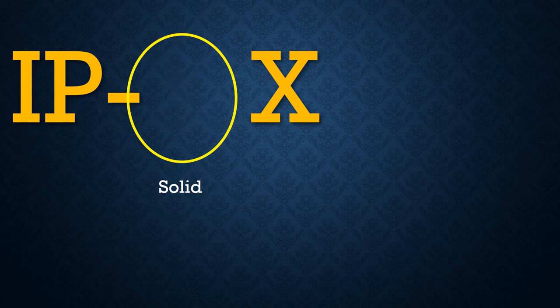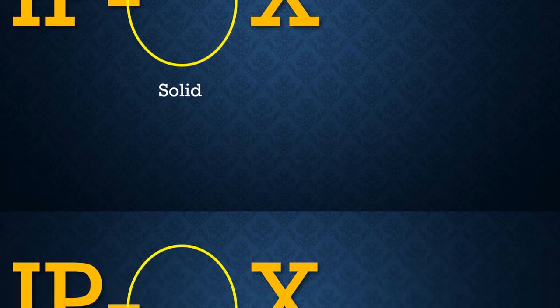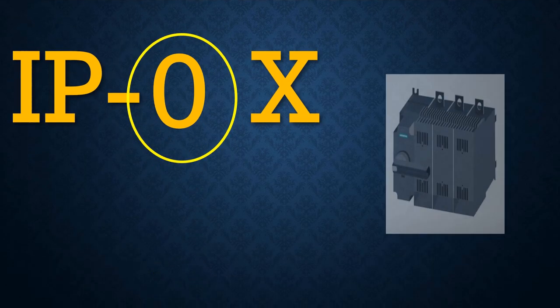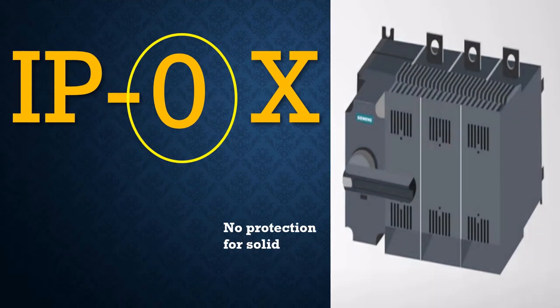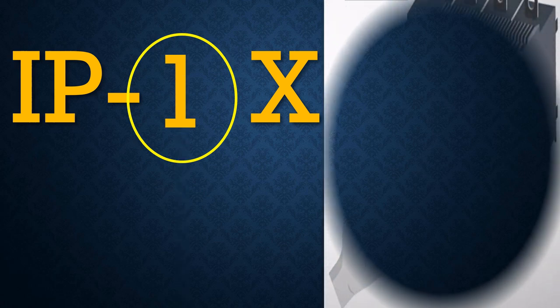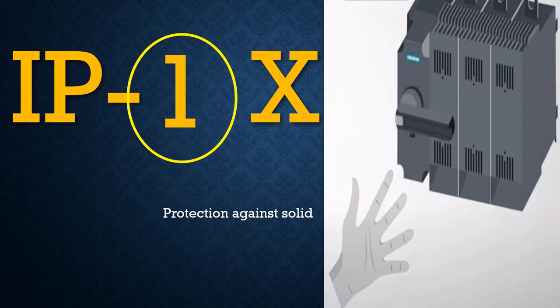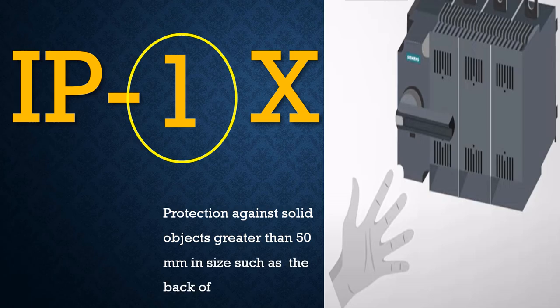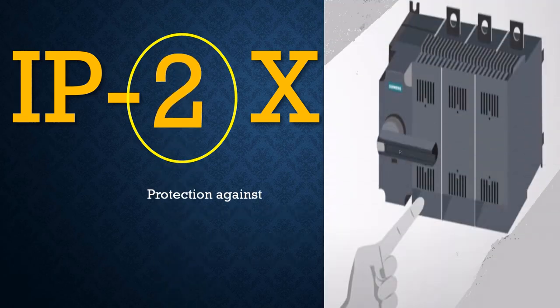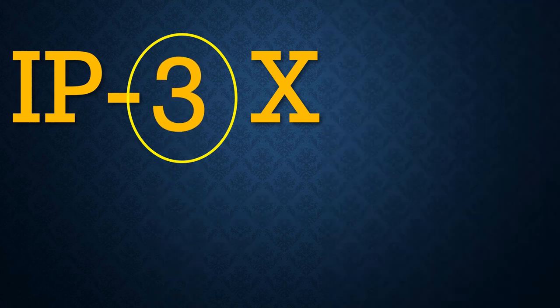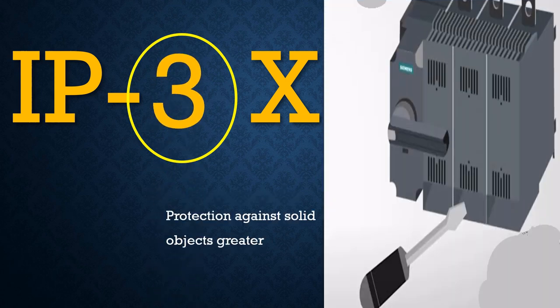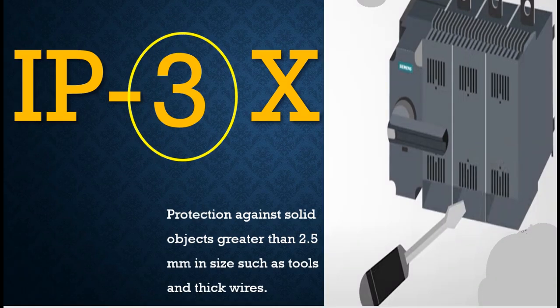The first digit represents the protection of the equipment against external solid objects. 0 means no protection against contact or ingress of objects. 1 means protection against solid objects greater than 50 mm in size, such as the back of a hand. 2 means protection against solid objects greater than 12.5 mm in size, such as fingers. 3 means protection against solid objects greater than 2.5 mm in size, such as tools and thick wires.